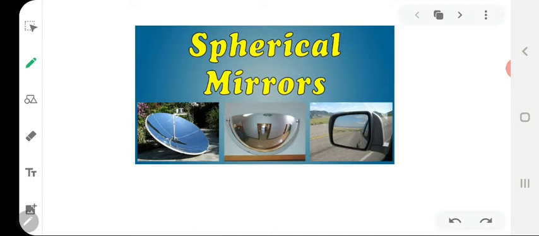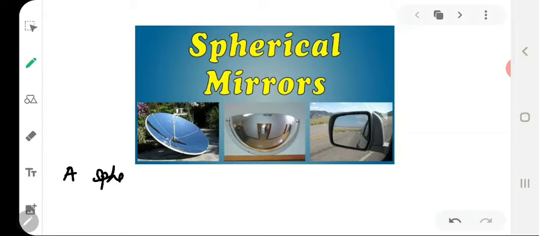From this very simple activity, we conclude that the curved surface of a shining spoon is behaving like a curved mirror. So far, we have learned reflection of light from a plane mirror. However, if the reflecting surface of a mirror is a curved surface, then the mirror is called a curved mirror. The most commonly used type of curved mirror is the spherical mirror.